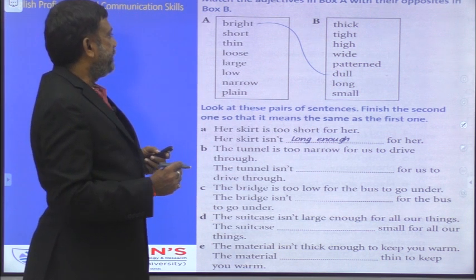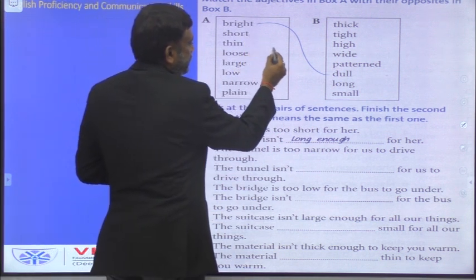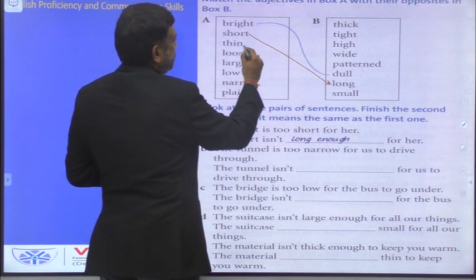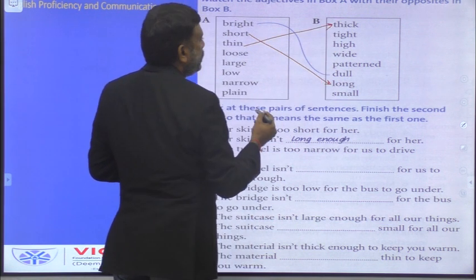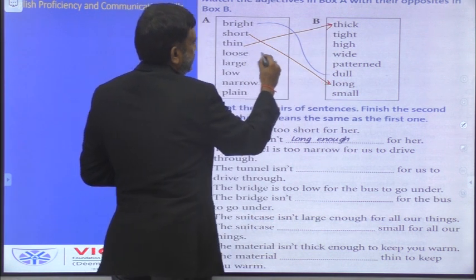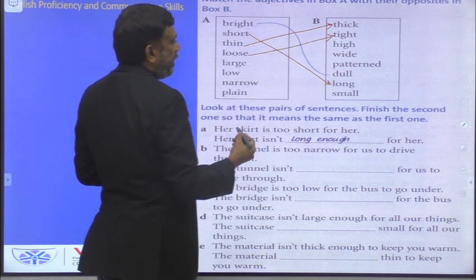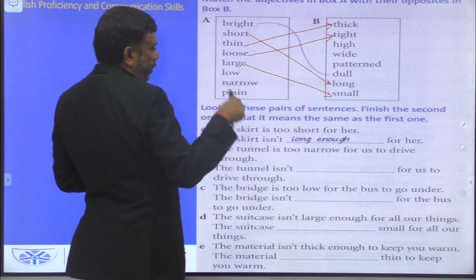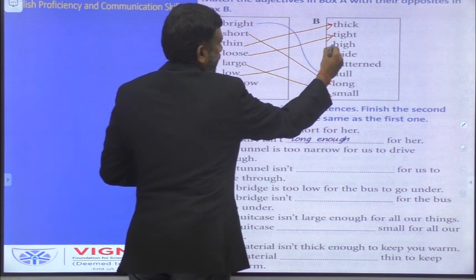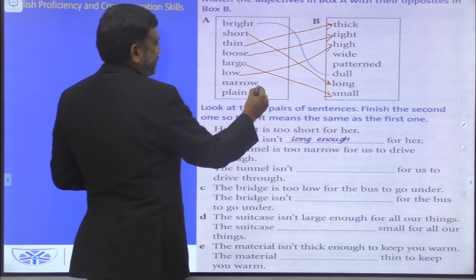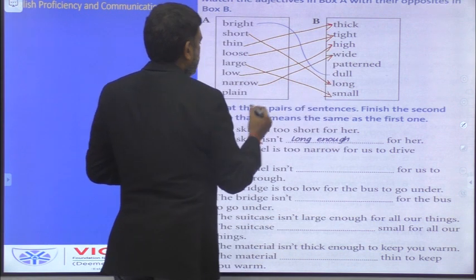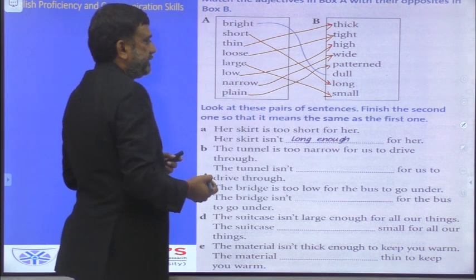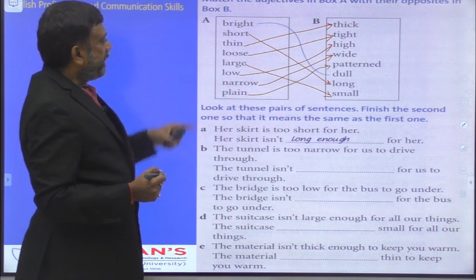Now we are going to map them. Here, short. What is the opposite to short? Long. Next, thin, thick; loose. Where is the tight? The second one. After that, large. It is a very easy one. Small; low. What is the opposite to low? High; narrow, wide. Next, plain, patterned. Plain shirt or patterned shirt. So like this we mapped already.